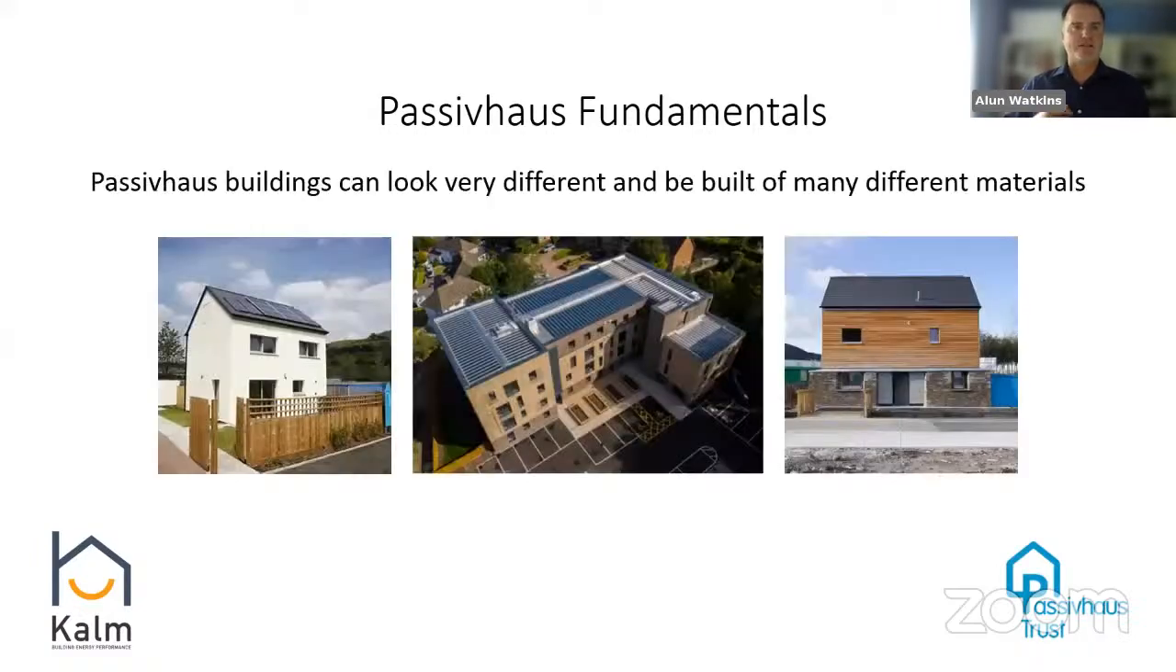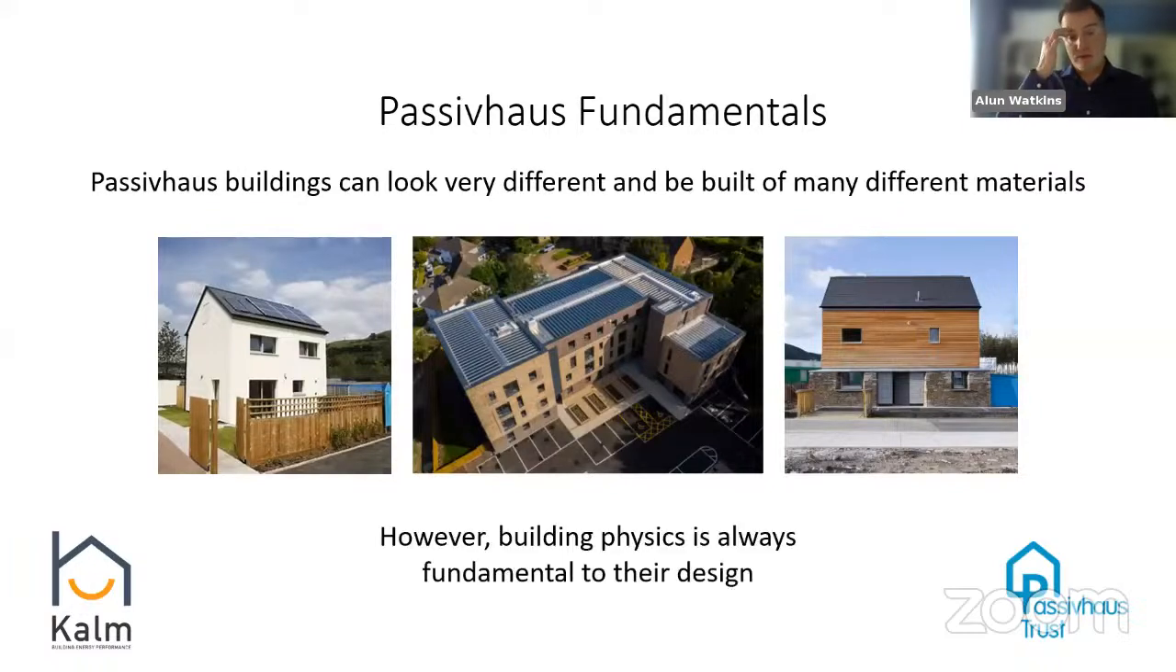So as Sarah mentioned, Passive House buildings can look very different. They can be built of many different materials, could be timber frame, could be masonry. There are different approaches, but effectively any kind of way you want to build can be built to Passive House. What they all do have in common is real emphasis on building physics, very fundamental to the design, and we have to make sure that that's carried through the build process.